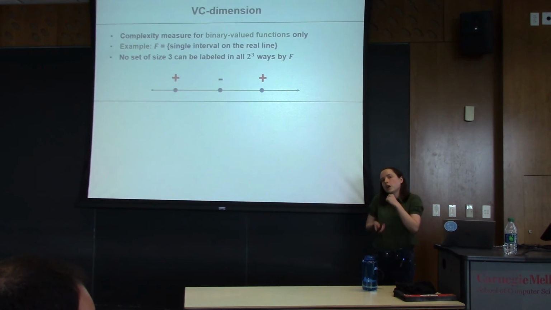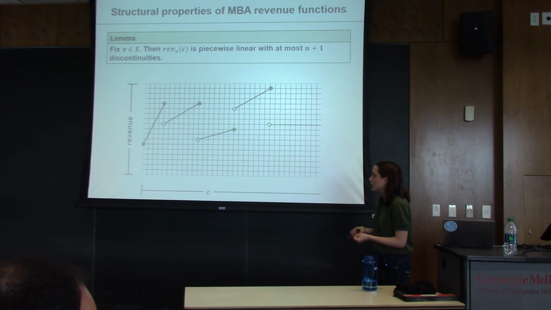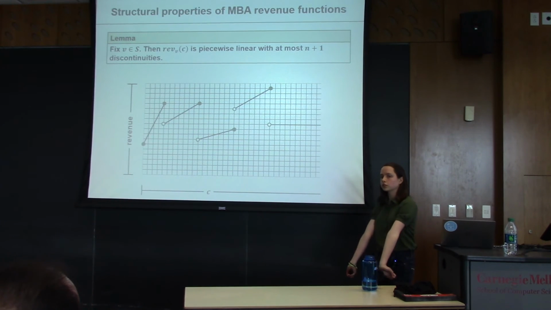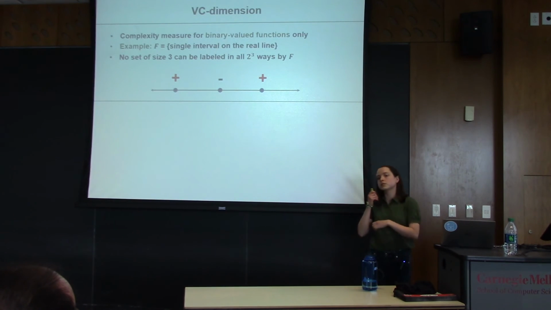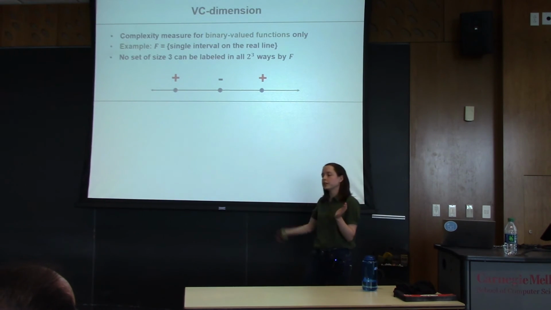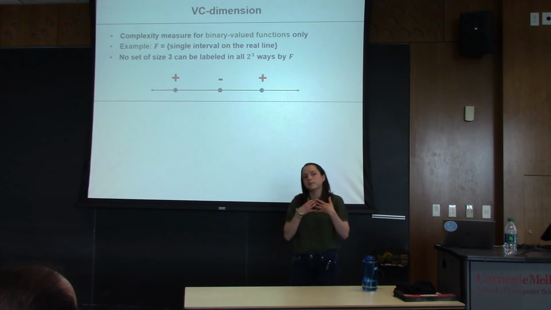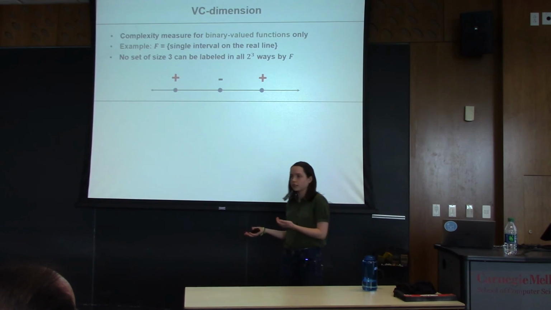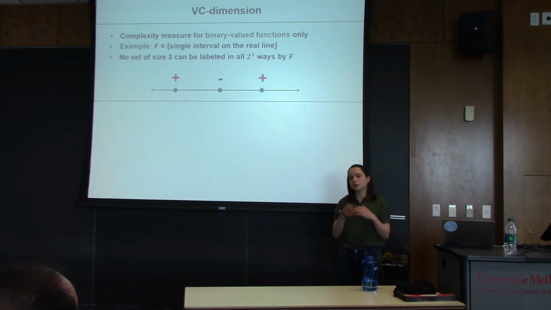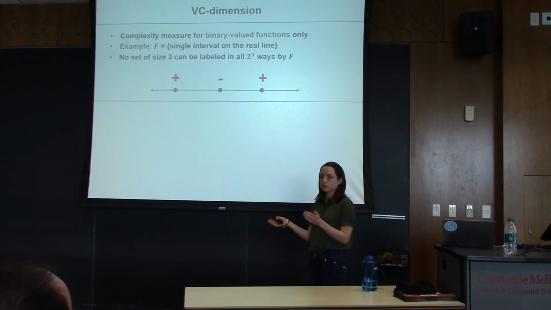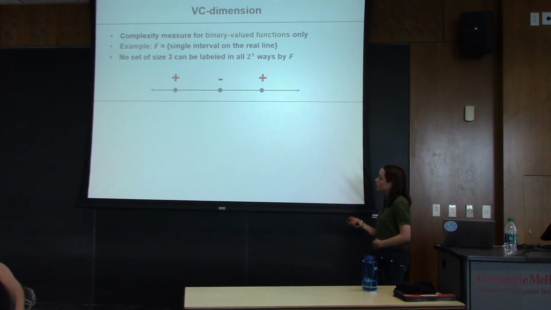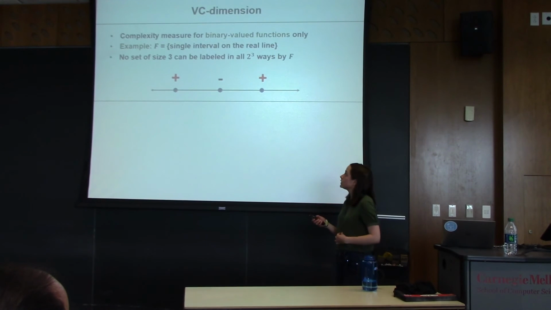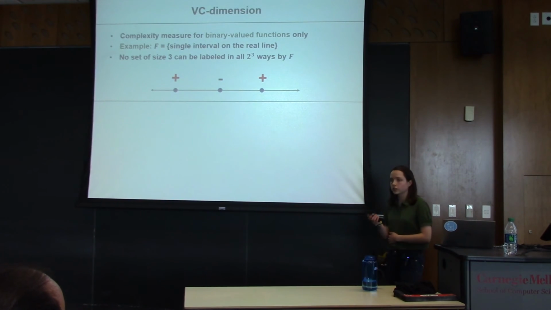Okay, so how can we use information like this to derive sample complexity results for mixed bundling auctions? We're going to use pseudo-dimension, which is a very simple extension of VC dimension. I'm going to remind you of VC dimension, in case you've seen that before, and hopefully you'll see how pseudo-dimension follows. So VC dimension is just a complexity measure for binary valued functions.